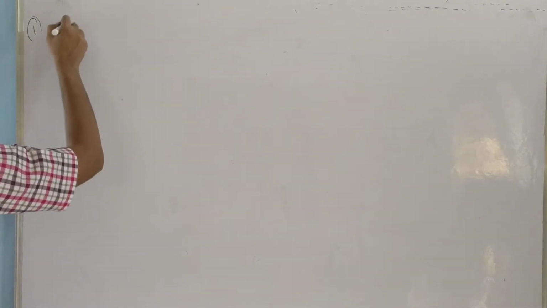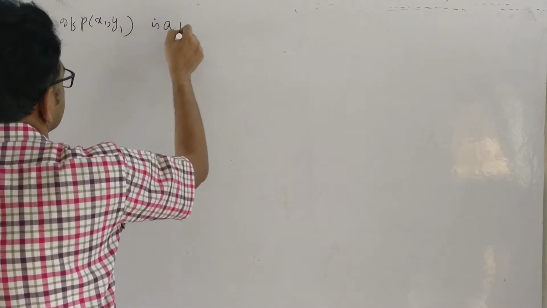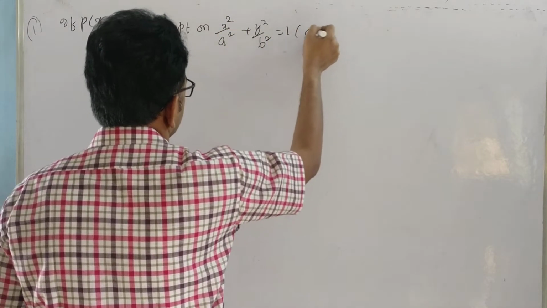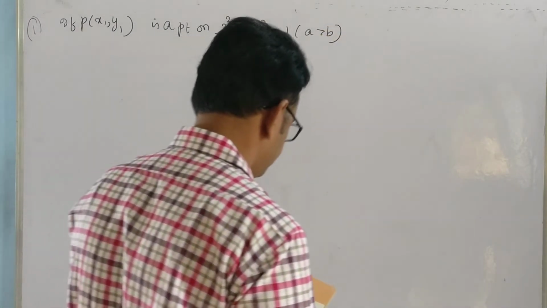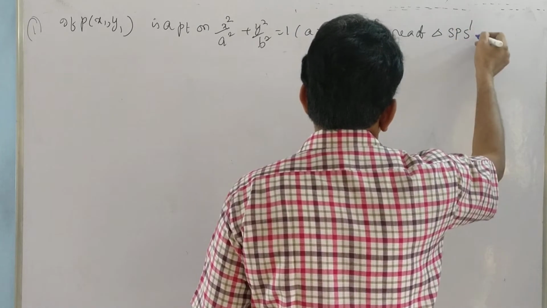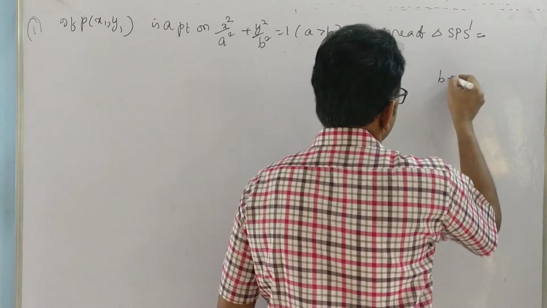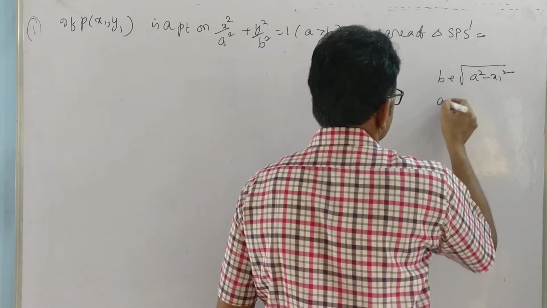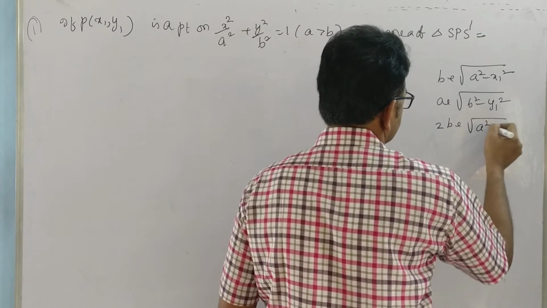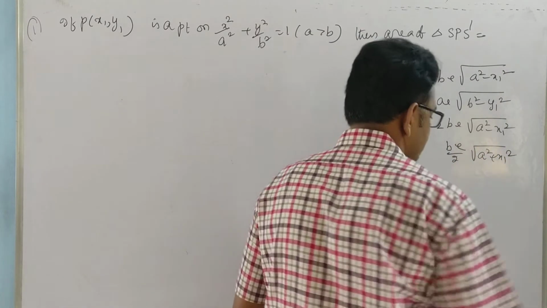If P(x1, y1) is a point on x²/a² + y²/b² = 1, where a is greater than b, then the area of triangle SPS', where S and S' are the foci, is equal to: BE into root of a² minus x1², AE into root of b² minus y1², 2BE, or BE by 2 into root of a² plus x1². So these are the options.